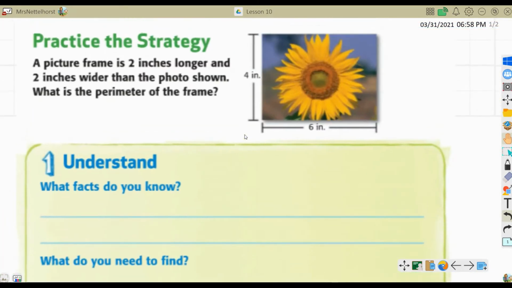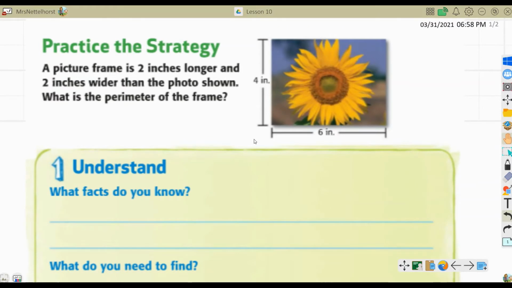Okay, so let's look at a picture frame. So here we go. A picture frame is 2 inches longer and 2 inches wider than the photo shown. What is the perimeter of the frame? So let's do a 3-read with this.